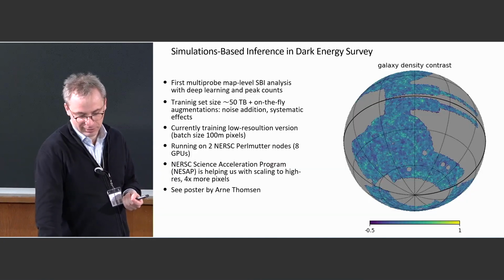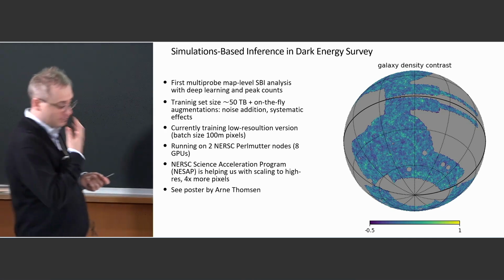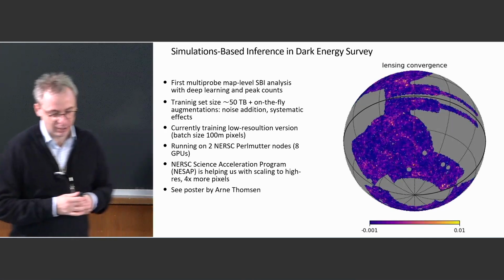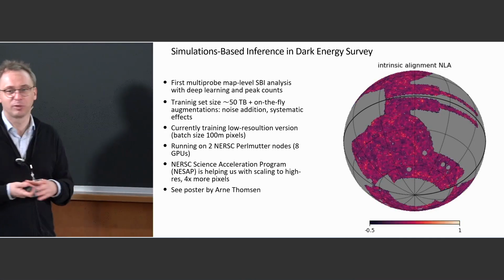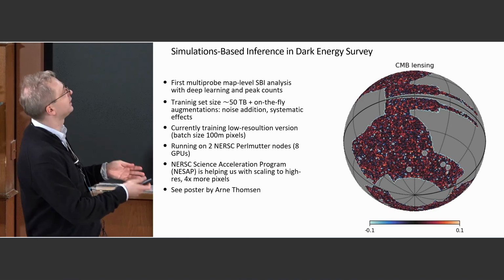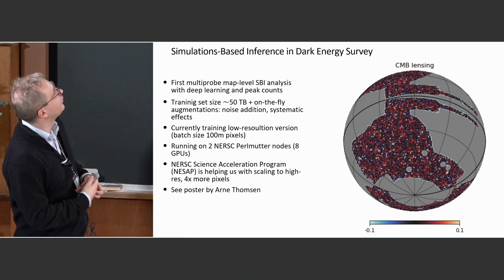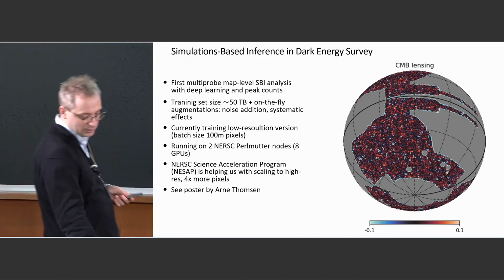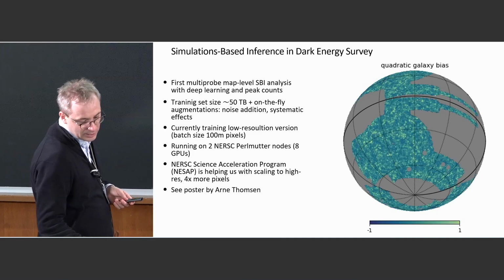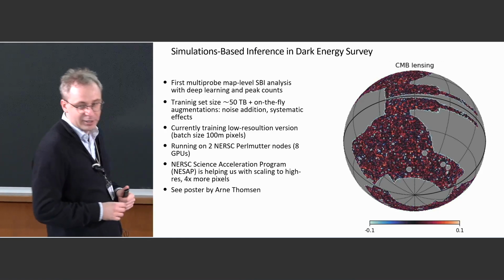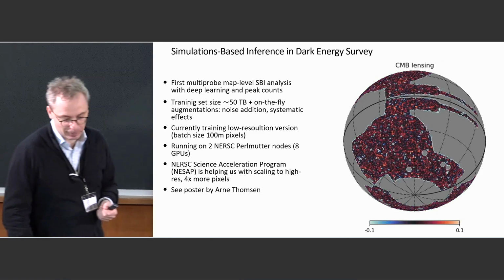All right, so final slide on this section. I just want to say a bit about the current efforts in the Dark Energy Survey, where we are doing the combined probes analysis with machine learning on relatively conservative smoothing scales, especially for clustering. And this is some of the fields that we are using. If you want to learn more, go to the poster by Arne or talk to Agnes.